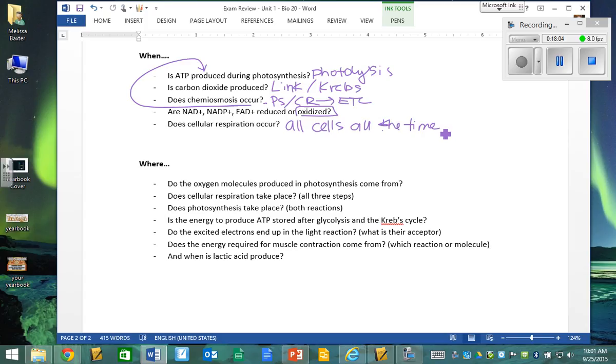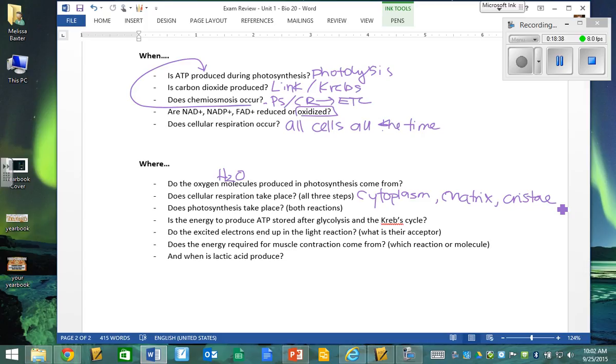In the where category, where does oxygen come from? It comes from that molecule of water that we split apart to replace electrons. Where does cellular respiration take place? All 3 steps. So, first step happens in the cytoplasm. Any cell can do that first step. Step 2 happens in the matrix. And step 3 happens on the cristae. So those last 2 are in the mitochondria.